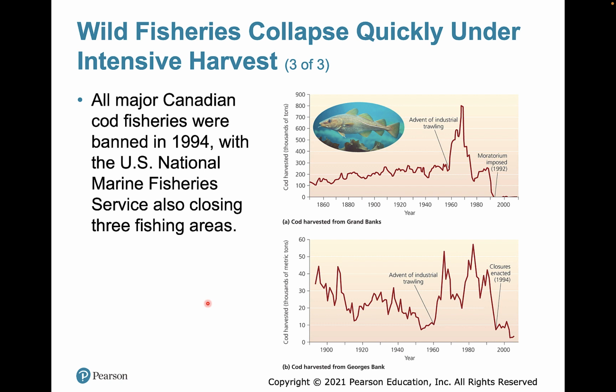So they closed a huge amount of fishing area for cod. So if you look at the advent of industrial trawling, how the cod population spiked, how the harvest spiked, and then eventually how it collapsed, right? And you can look at the harvesting in thousands of metric tons from this one area in particular, the Grand Banks.